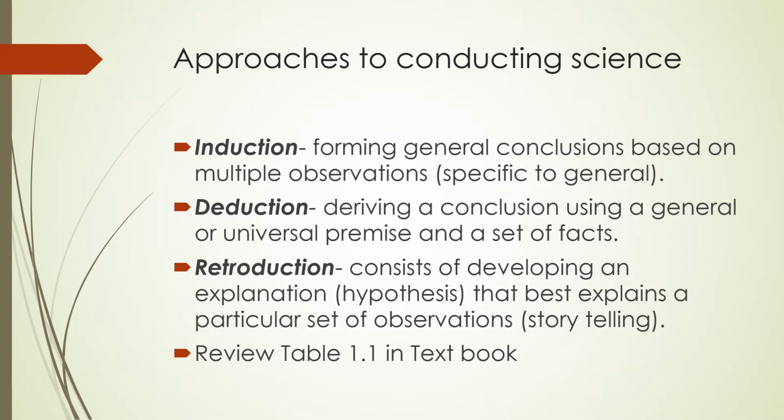Retroduction would be, again, storytelling about a set of observations. So you go out and you observe that all swans are white. You're wondering why this might be the case. And you say, well, swans are big birds and therefore they have fewer predators. And because of that, they can be very conspicuous in white and not be at risk of predation.